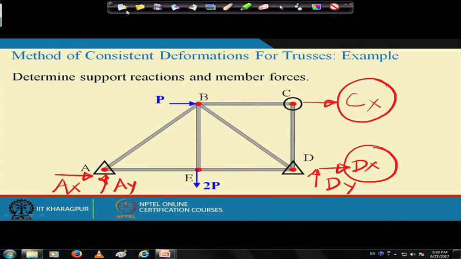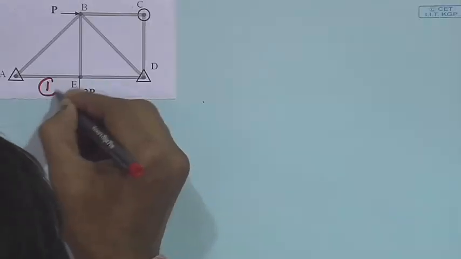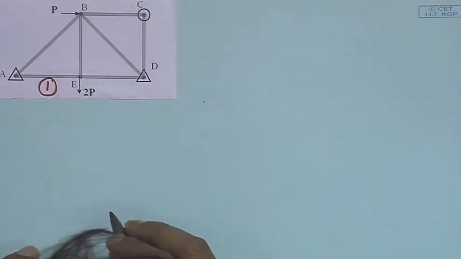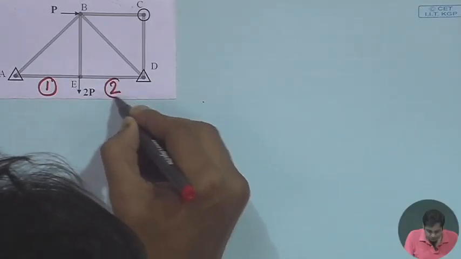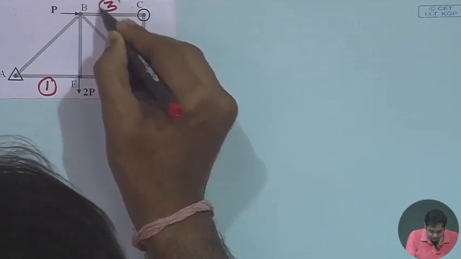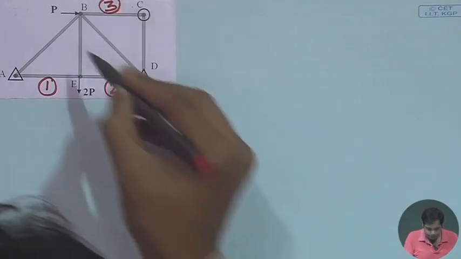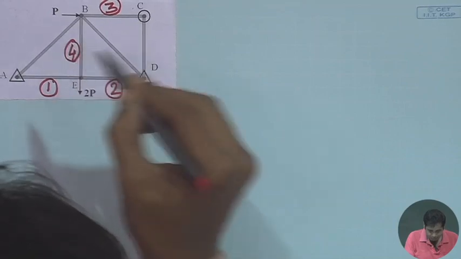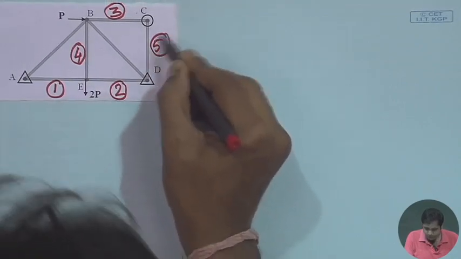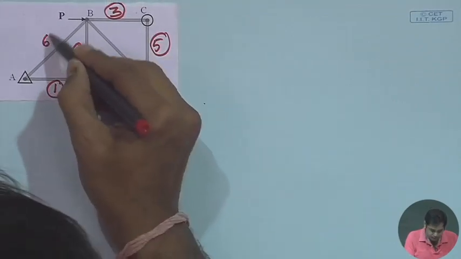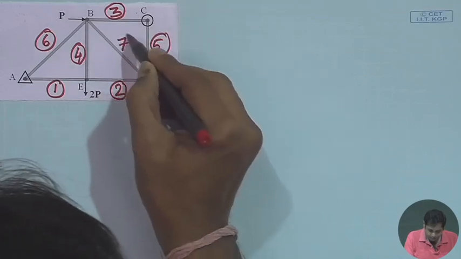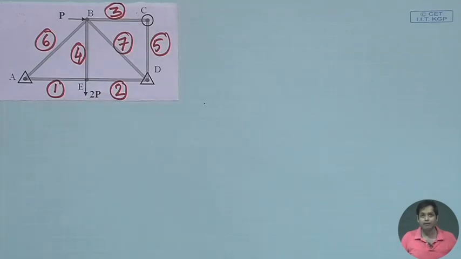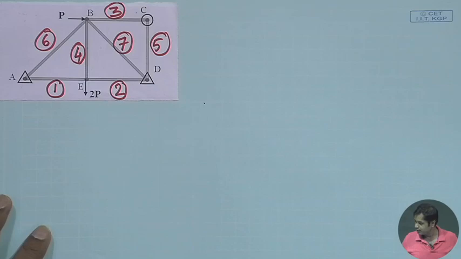So, this is the structure. First of all, let us number the members so that we can identify them very easily. So, this is member number 1, member number 2, member number 3, member number 4, member number 5, member number 6, and member number 7. So, we have a total of 7 members.